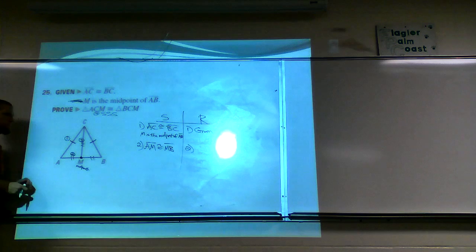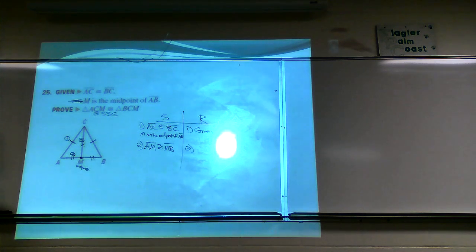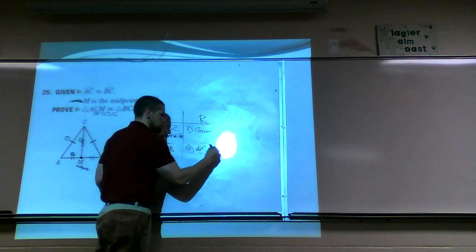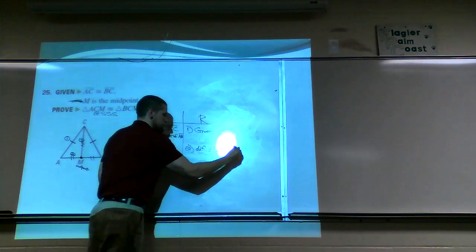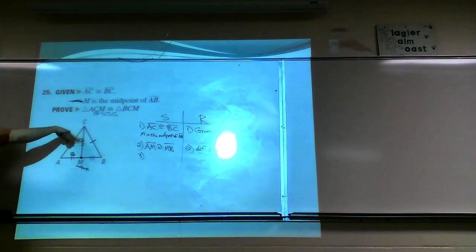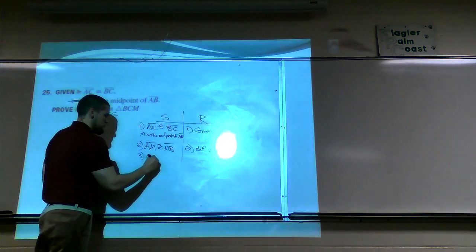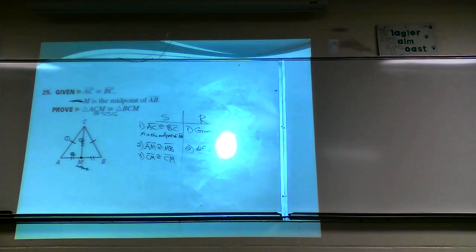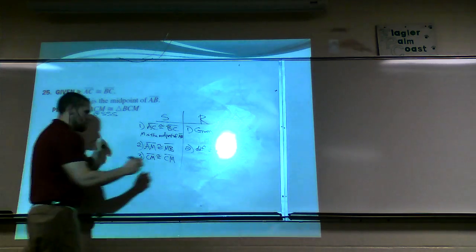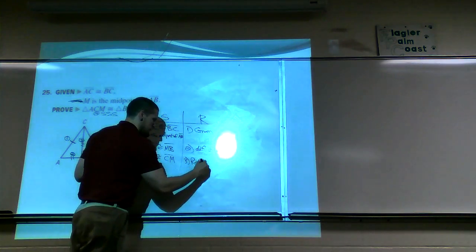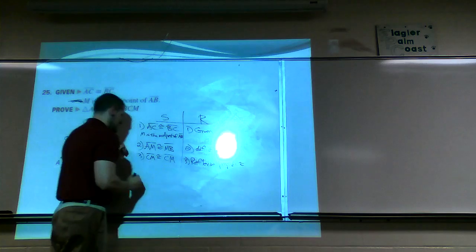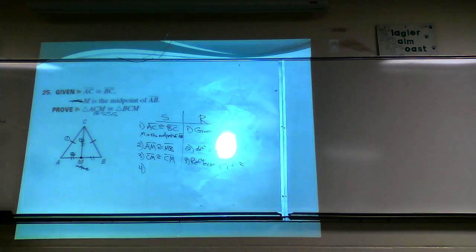All right, what am I going to put for a reason there? What told me those were congruent? The midpoint, right? So definition of midpoint. Third thing was that side. So CM and CM were congruent. What's the reason for that again? The reflexive one. And then the last part was the side, side, side.